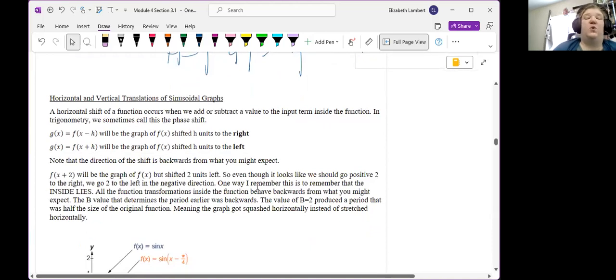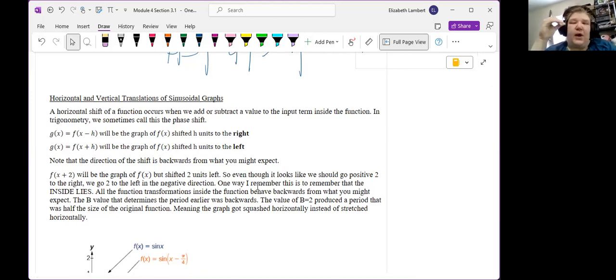All right, now our horizontal and vertical translations. So horizontal translations, we saw these when we did parabolas. When you do parabolas, we have the h and the k as the vertex. That h and that k are actually the horizontal and the vertical translation of the parabola.